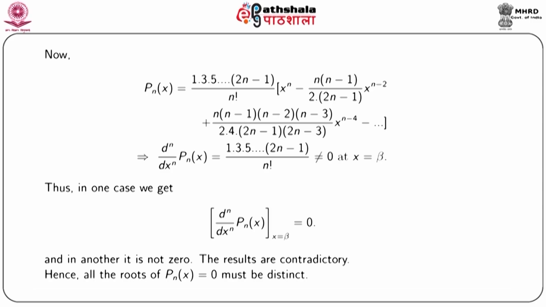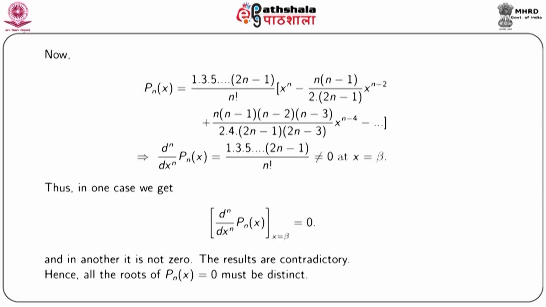Now, we already have the expression for Pn(x) equal to 1·3·5⋯(2n − 1)/n! multiplied by this whole expression. If we differentiate this n number of times, since this is x to the power n, we will get this whole constant here multiplied by n!. Now, in one case, you have seen that this expression is equal to 0 at x equal to beta, and in the other case, you see that this expression is not equal to 0 at x equal to beta. These results are contradictory, and this is because we have assumed that the roots are not distinct. Hence, we conclude that all the roots of Pn(x) must be distinct.